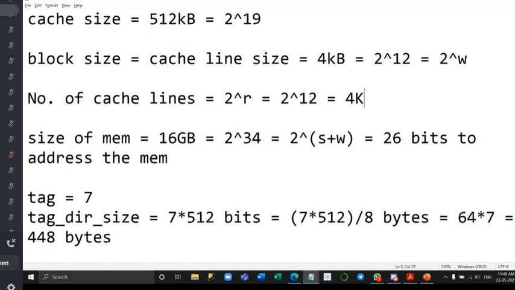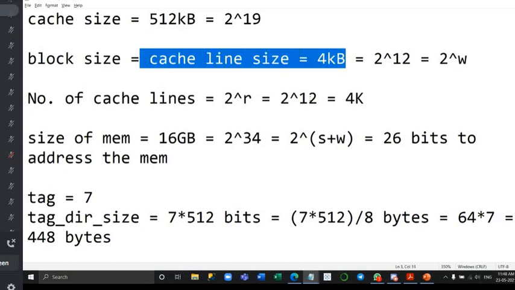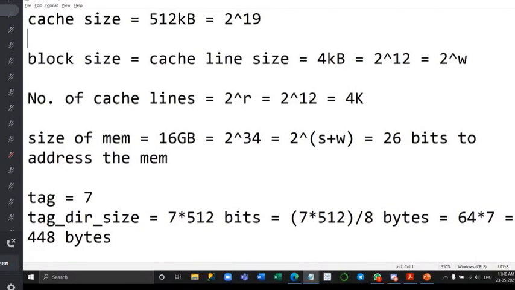The number of cache lines we have found, right? And we have been given the block size. Block size is 4 KB. The block size is equal to the cache line size as well, right? This is the property of direct and associative mapping. Each block gets mapped to each cache line. So the block size is given here.